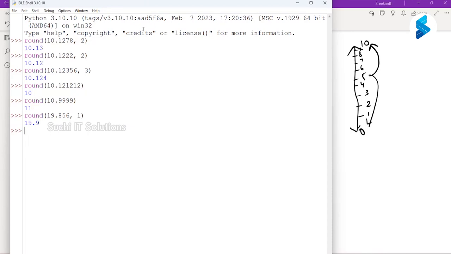Round function always rounds the number to the nearest value. Round is a function that is used to round the number to a given precision in decimal digits. The default is 0. If you don't give any decimal point, then it will return an integer.